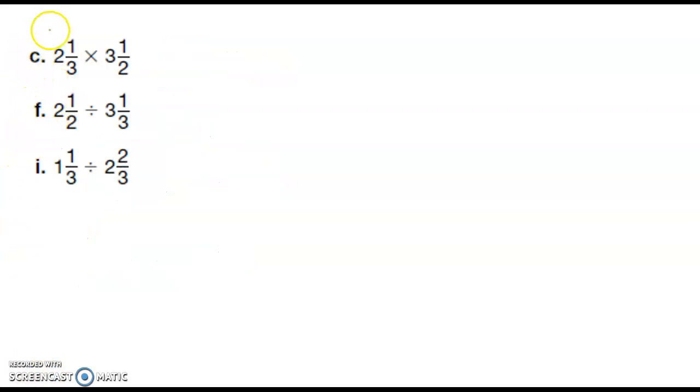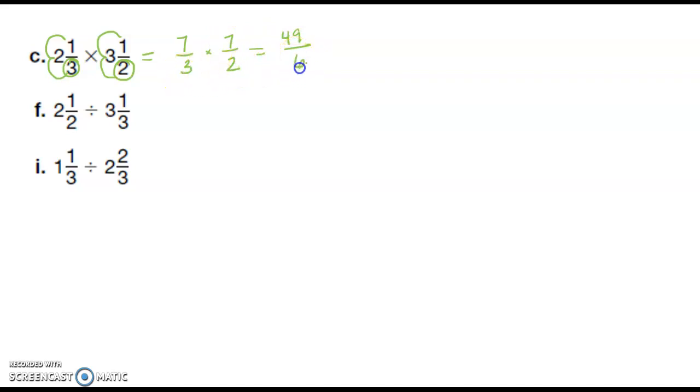All right. C, let's see. So we have 3 times 2 is 6, plus 1 is 7. So 7 over 3. 2 times 3 is 6, plus 1 is 7 over 2. Now I can multiply, so I have 7 times 7 is 49.